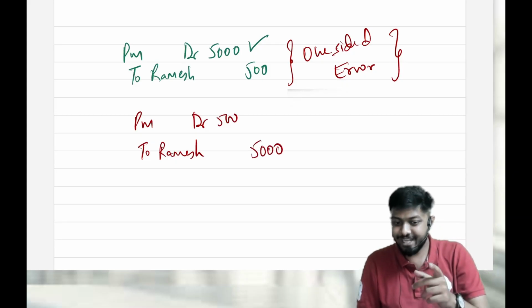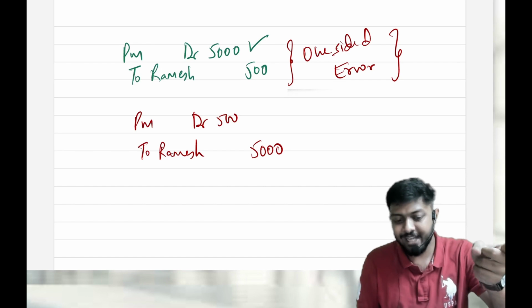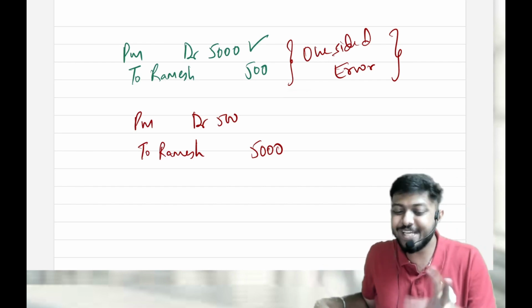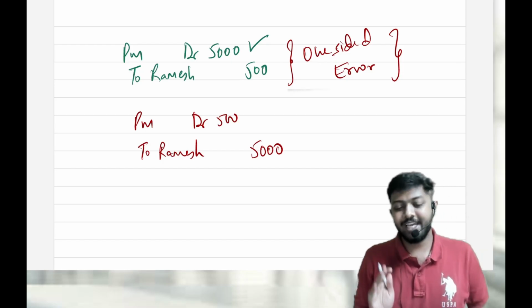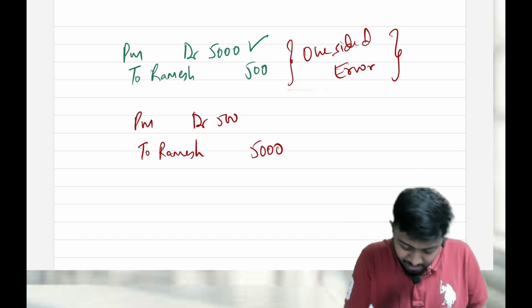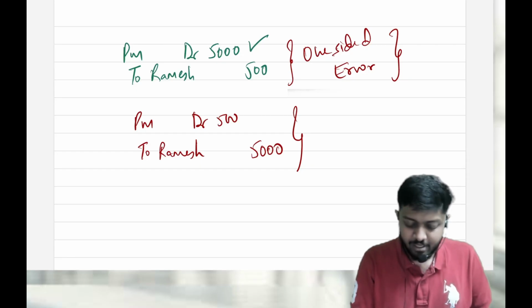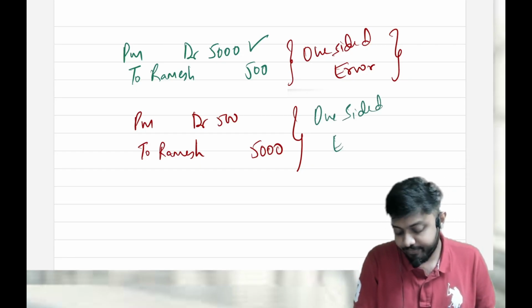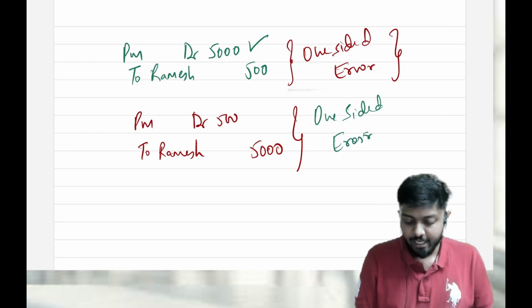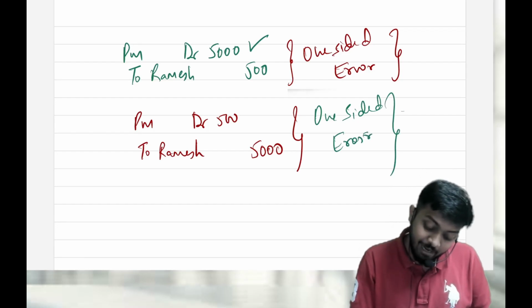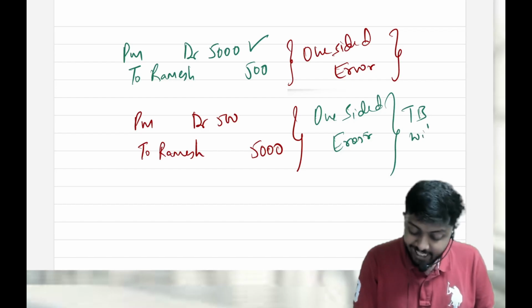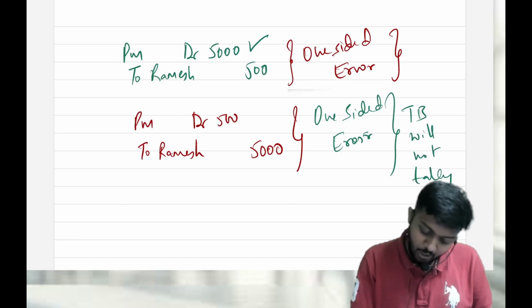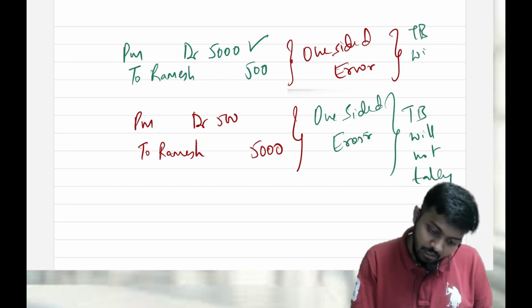The opposite. First time, purchase 5,000 debit was done, and Ramesh 5,000 credit was done correctly in the second. But what mistake did you do? Purchase you have debited wrongly. Now again tell me, what kind of error is this? This is again a one-sided error because debit is not equal to credit. If it is a one-sided error, then the trial balance will not tally. Correct? Here also the TB will not tally.